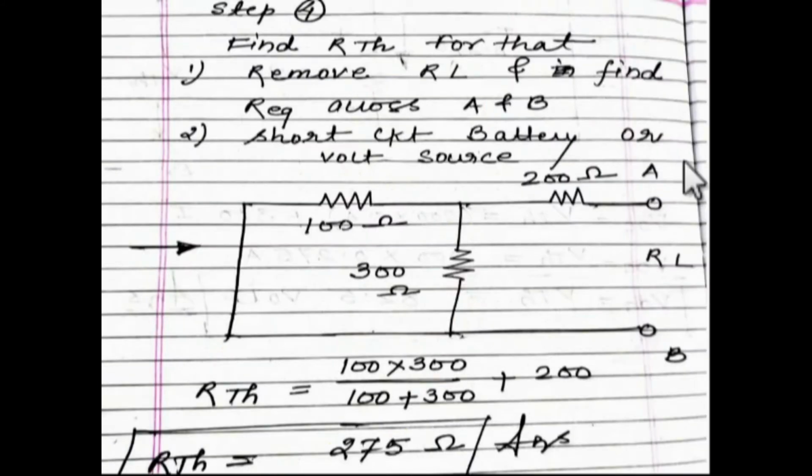Now the next step, step number 4: find the equivalent resistance between these two points A and B. That will be called RTH. So guys, what you have to do is remove RL. This is the first step of finding Thevenin's resistance. First of all, remove whatever resistance is connected between these two terminals, that will be called load resistance.